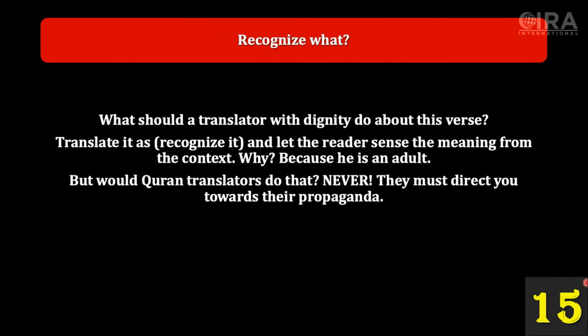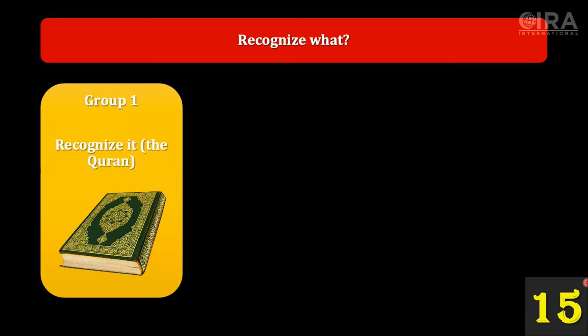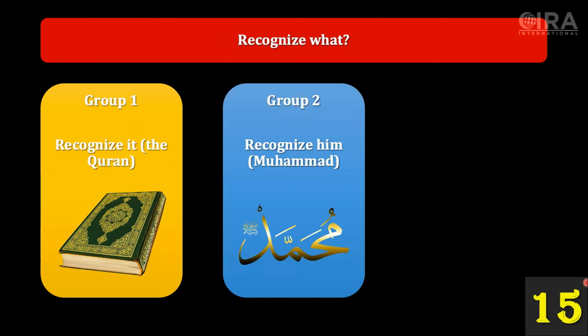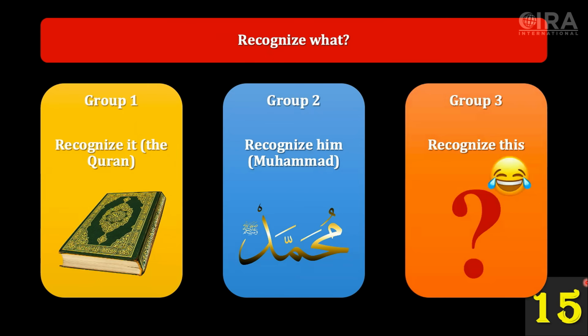But would a Quran translator do that? Never. They must direct you towards their propaganda. So Quran translators actually split into three groups. Group one, they said recognize it, and then they added the Quran. Group two, they said recognize him, and then they added Muhammad. And group three, they said recognize this, just to run away from the situation.